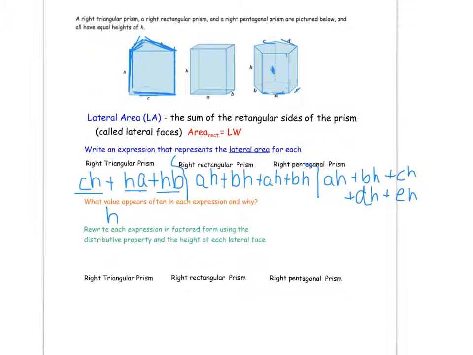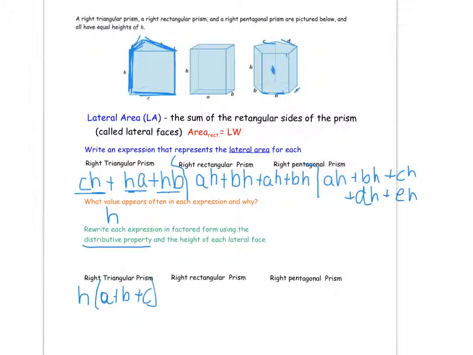So if we were doing base times height or length times width, that H is consistent. So now this is where our friend the distributive property comes in, because we're about to make this very, very simple. So rewrite each in a factored form. So if they have H in common, we can pull out that H. So remember, the dance has already happened, so we have to pull out this H. And what are we left with? I'm going to write it in alphabetical order. A plus B plus C.